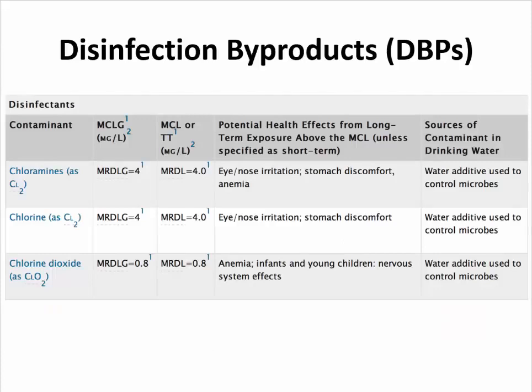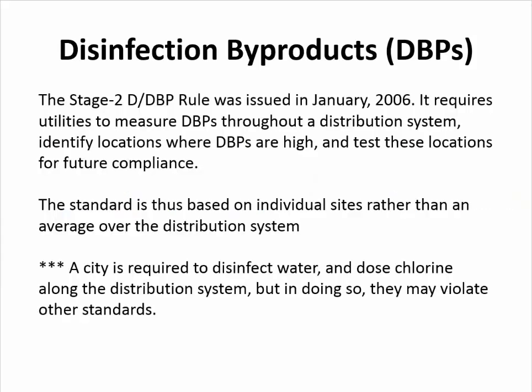If you look at the Safe Drinking Water Act table, you'll see here that chloramines, chlorine, and chlorine dioxide have a maximum residual detection limit goal and an actionable limit of 4 milligrams per liter. A utility is required to sample throughout the distribution system and locate areas with high disinfection byproduct formation. There is definitely a balancing act a city must perform in terms of disinfecting and removing pathogens or microbials and preventing the formation of disinfection byproducts.